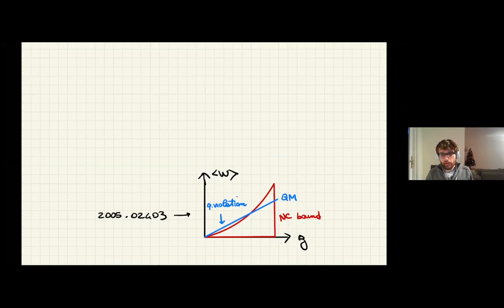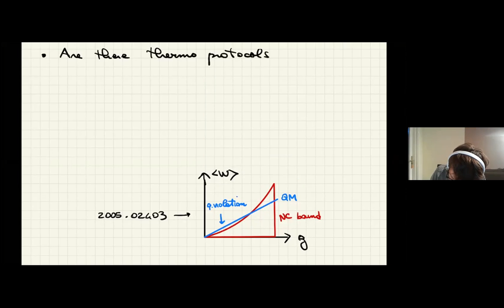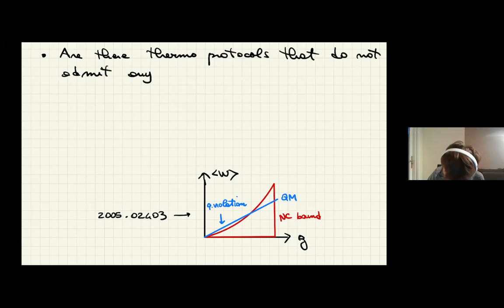So then the question would be, are there thermodynamic protocols that are contextual according to the previous definition, meaning that do not admit any stochastic description, meaning any non-contextual model. So the answer is yes.